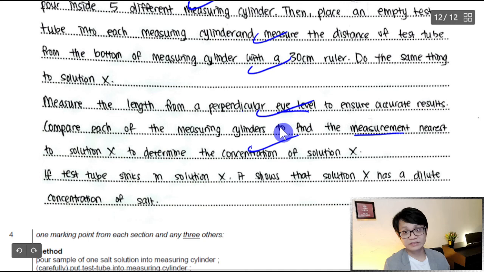Okay, using the same volume of 5 different salt solutions and putting them inside 5 different measuring cylinders. So I give 1 point for this one. Method, because they ask you to do a method, so the student mentioned the method. Then place an empty test tube into the measuring cylinder and measure the distance of the test tube, you get 1 mark. Do the same to solution X, okay, so you get 1 mark. Measuring the length with the eye perpendicular at eye level to ensure an accurate result, so you get 1 mark. Compare the measurements of solution X to determine the concentration of solution X. Okay, so this one you get 1 mark.